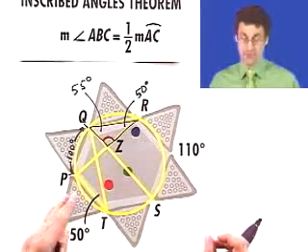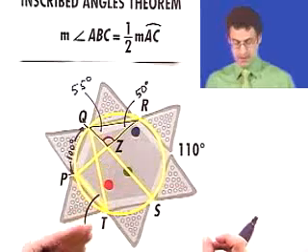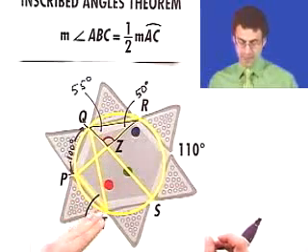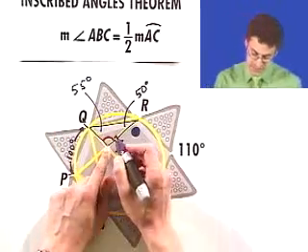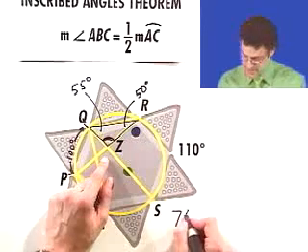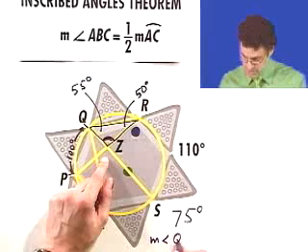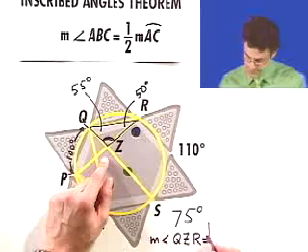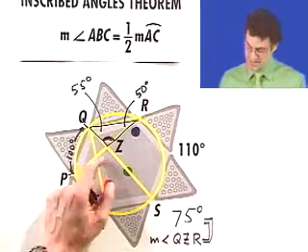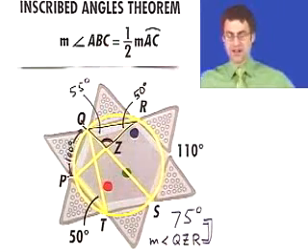If I add up 55 and 50, I see 105. I know the total sum of the angles is going to be 180, and I have 105, which leaves how much for the angle I want? That angle must be 75 degrees. And so the measure of angle QZR equals 75 degrees. Look at the great power of this wonderful inscribed angles theorem.